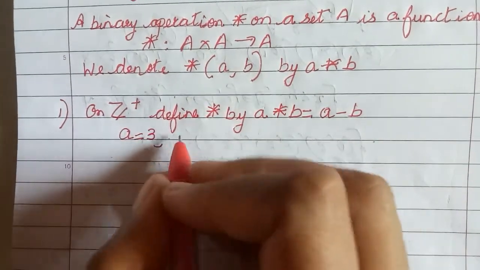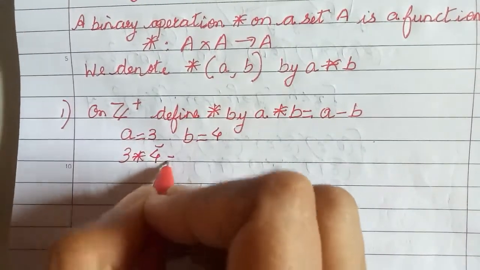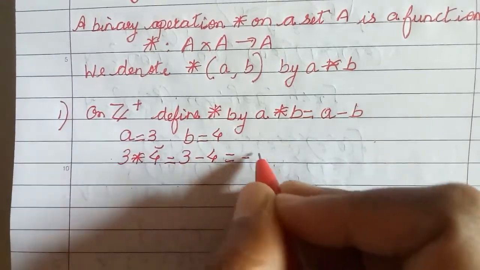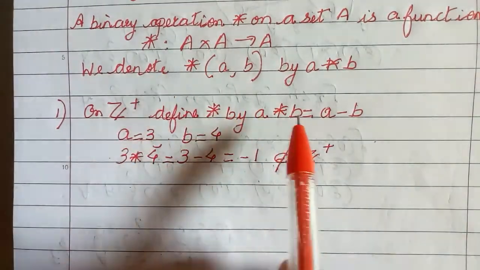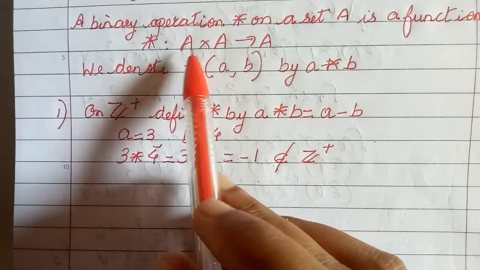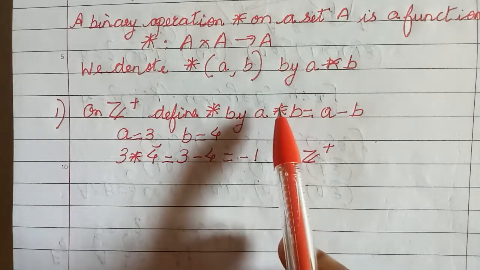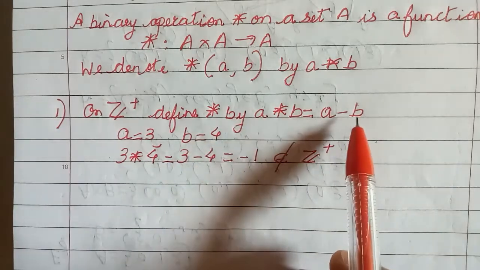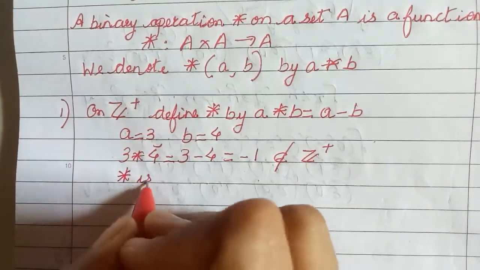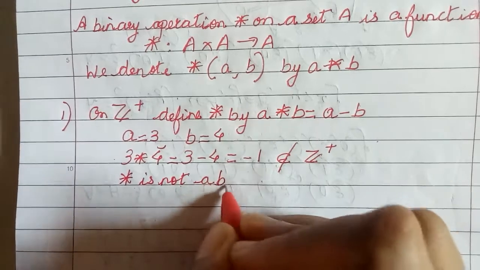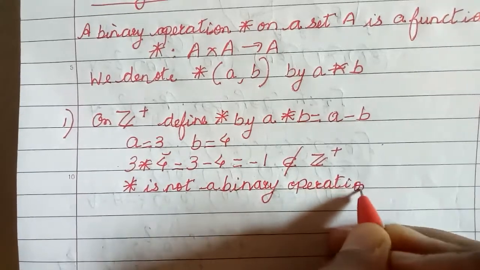Suppose I take a as 3 children and b as 4. Under this definition it will be 3 star 4. So the answer will be 3 minus 4, which is equal to minus 1, which violates the definition of Z plus. Star here is from Z plus cross Z plus to Z plus, but in this star the function is defined as a minus b and the final outcome comes out to be outside Z plus. So here star is just a function, but it is not a binary operation. Very simple to check the definition, right?